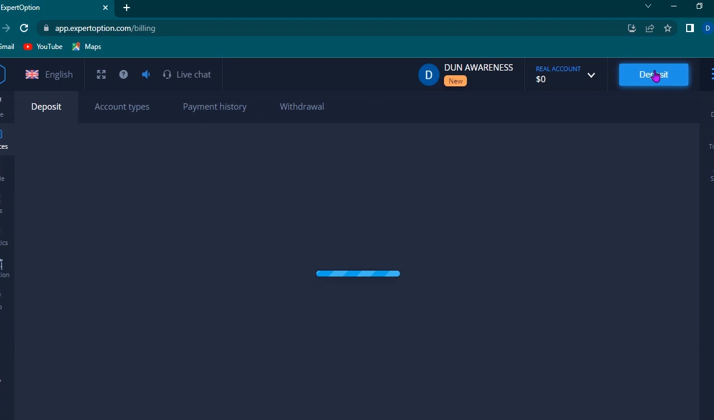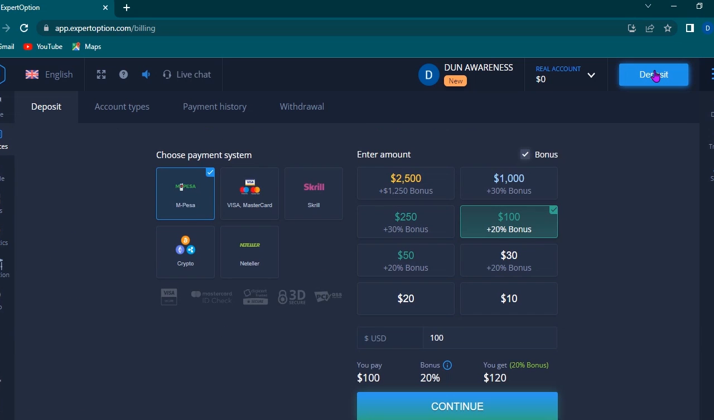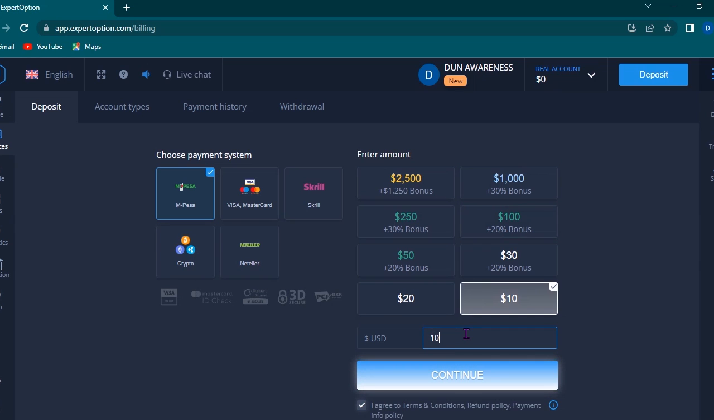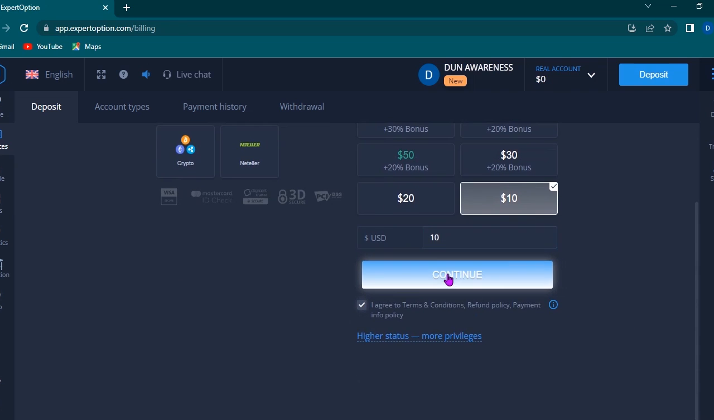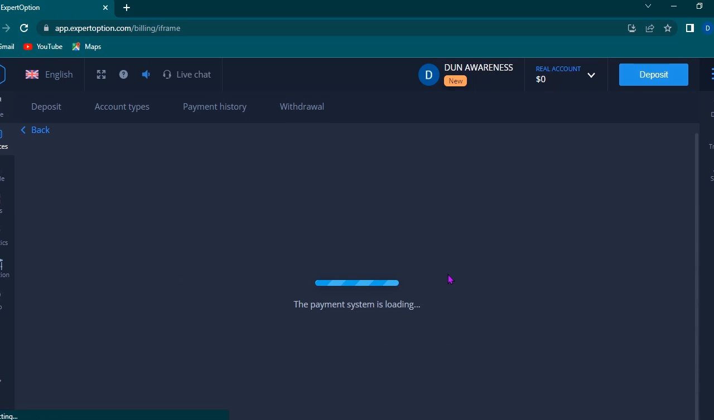You click deposit, and the moment you click deposit right over here, it is very easy. You can see you can use FXPesa, Visa card, and also Neteller and all that, including crypto. The minimum you can deposit is $10. You put $10, and then you proceed right over here.